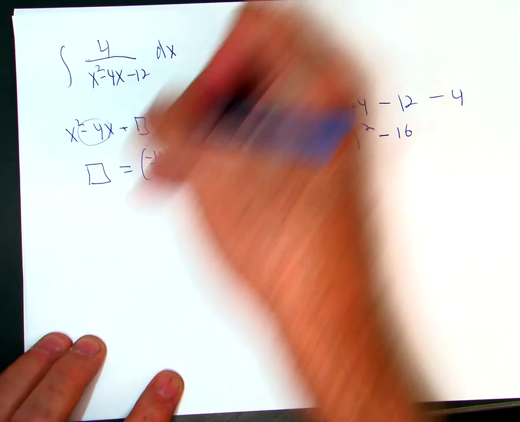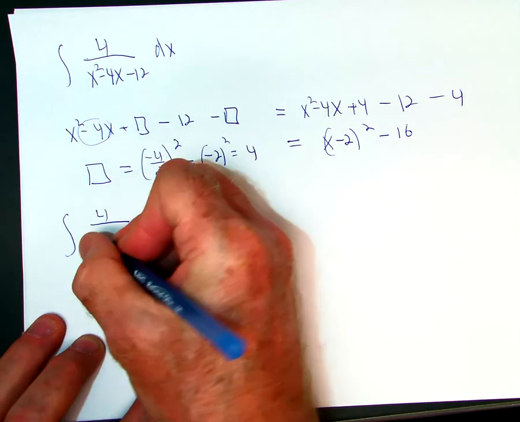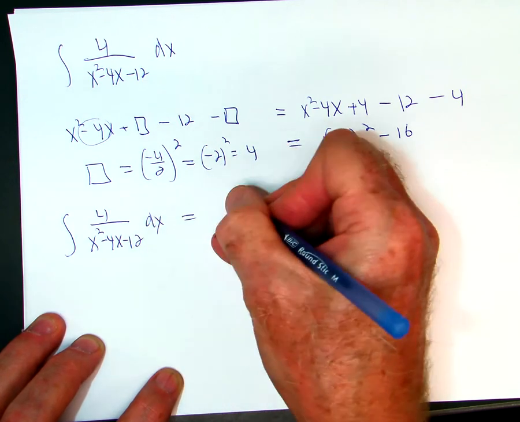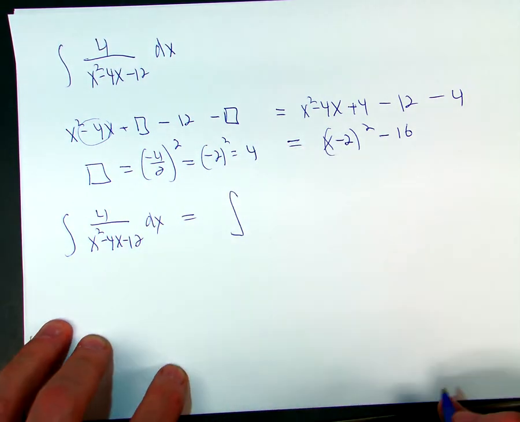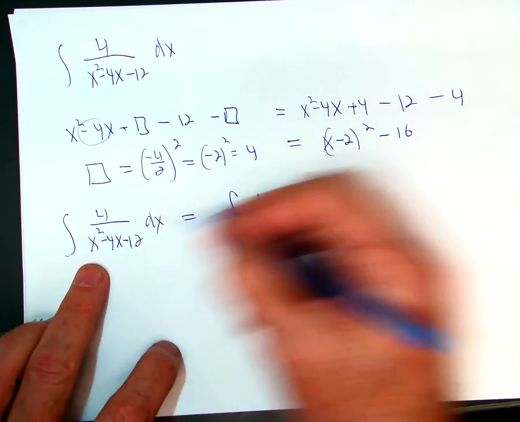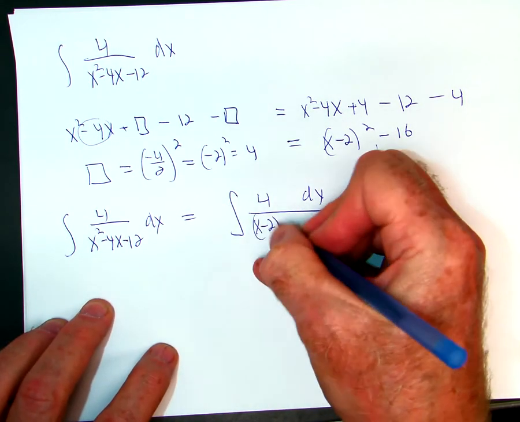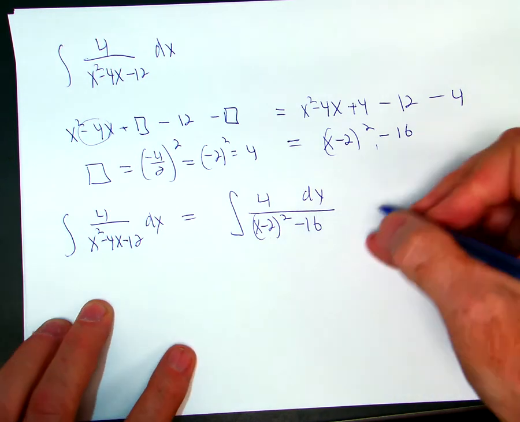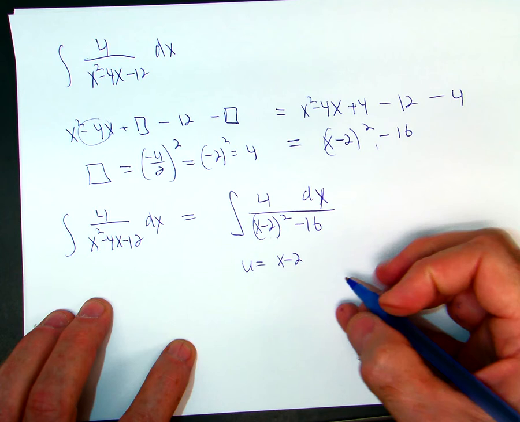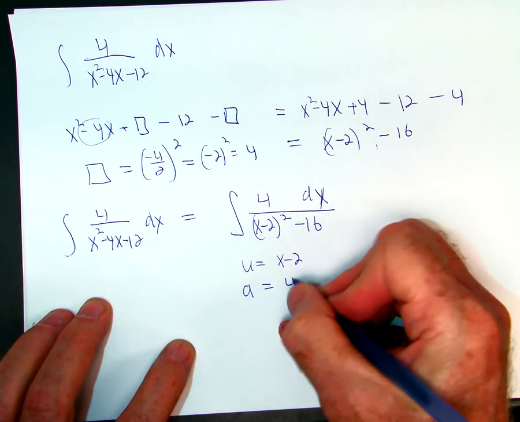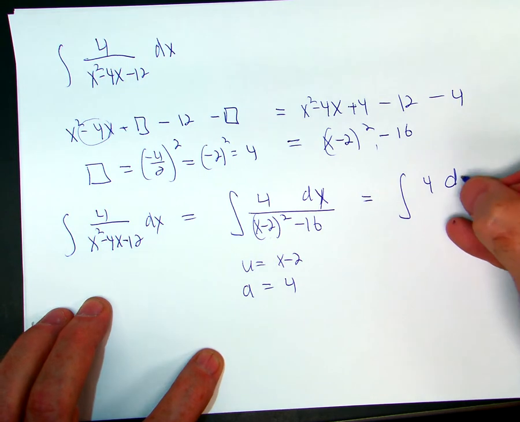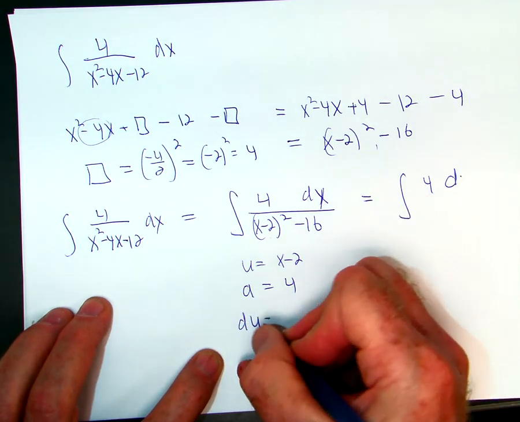So that means that I can rewrite this integral. I'm thinking of this as, hopefully it's an arctangent integral, we'll see. It's going to be equal to this one, 4 dx. Replace this by this. And u is equal to x minus 2. A would be equal to 4. And so this integral would look like this. And of course du would be equal to dx.